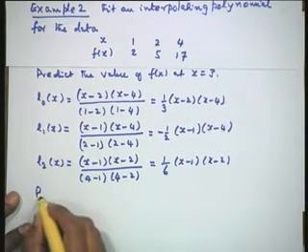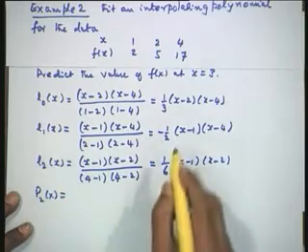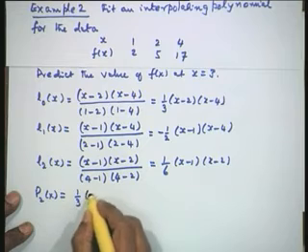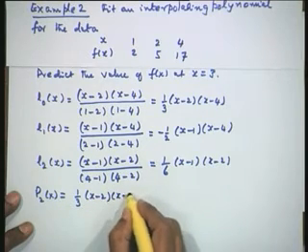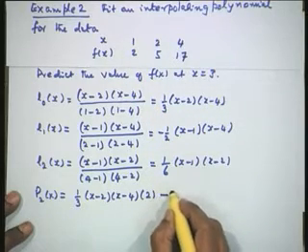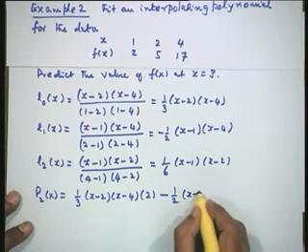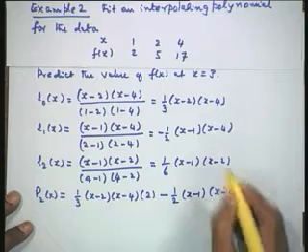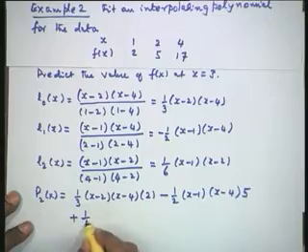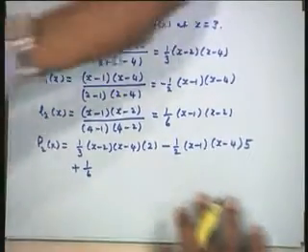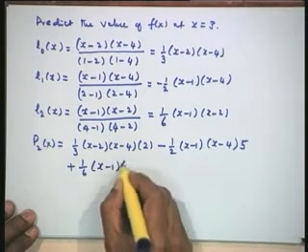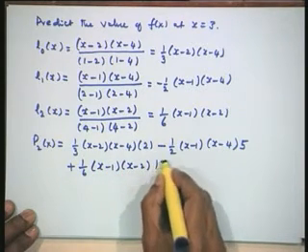Therefore, the required polynomial is P2 x, that is L0 x f0, that is 1 by 3 x minus 2, x minus 4 into 2, that is f0 is 2, minus half x minus 1, x minus 4, f1 is 5, plus 1 by 6 x minus 1, x minus 2, and f2 is 17.